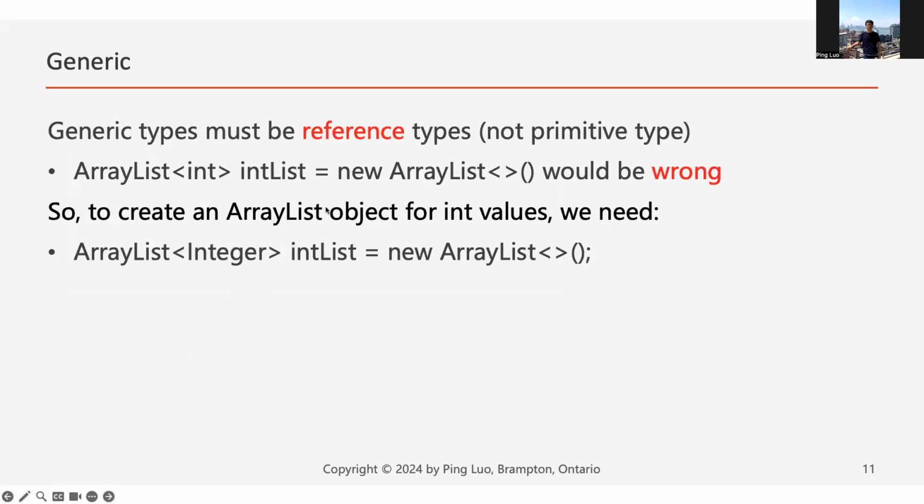Also, with generics, the types inside the brackets have to be reference types. So we learned in 1047 and 1046 that int or double are primitive types. And the others like Integer and String are reference types. So for example, if we want to set the element as int, we can only use Integer instead of int.